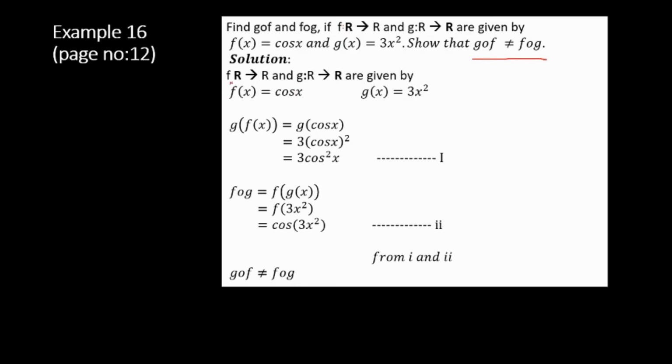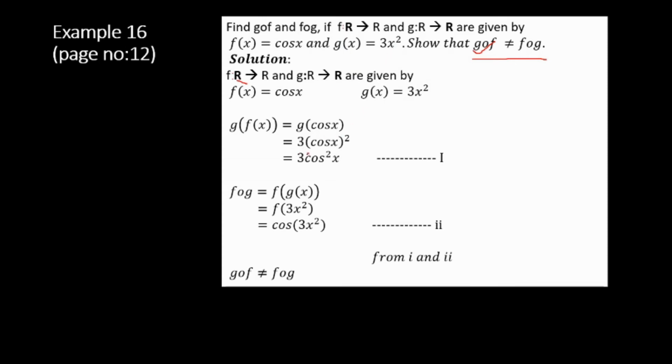Solution: function f such that R to R. Do I need to tell what R represents? Set of real numbers. And function g such that R to R are given by, so what is f of x? Cos x. What is g of x? Equal to 3x square. So first we are supposed to find g o f. So g o f equal to g of f of x. So what is f of x? Cos x. So g of cos x. If we write cos x here, what will happen? 3 (cos x) square.